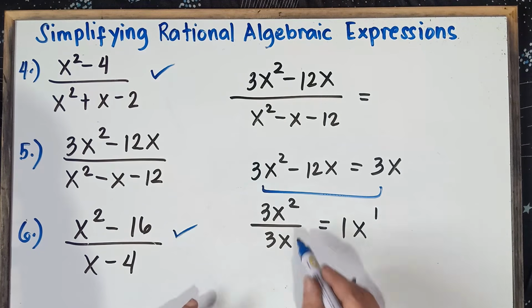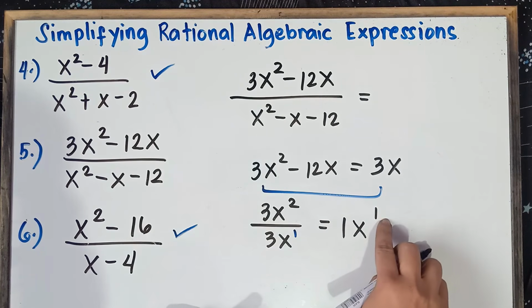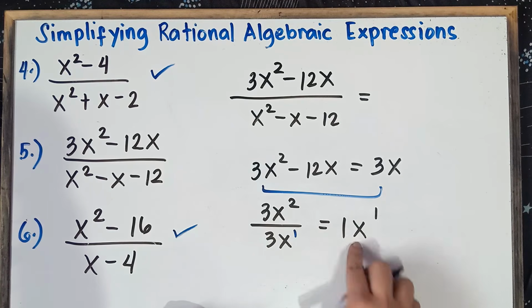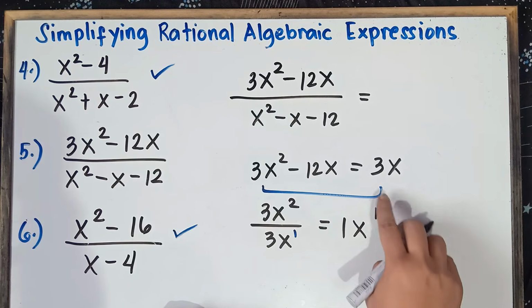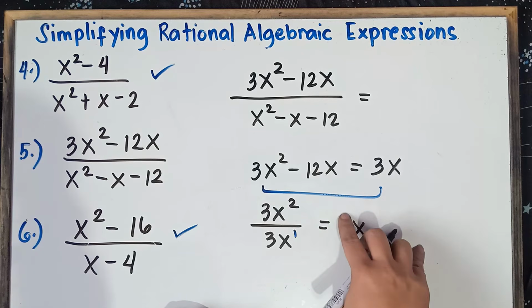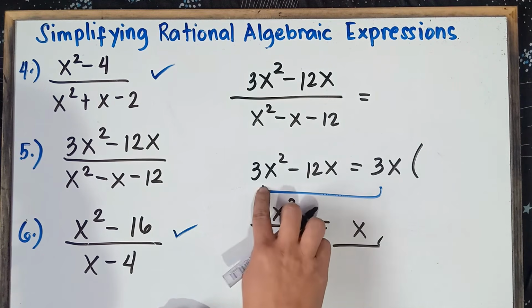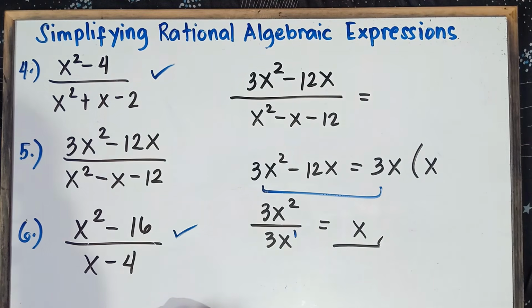Subtract the exponent, class. Once again, 2 minus 1 would be 1. So 3 divided by 3 is 1. Simply copy the base x, and subtract the exponent, 2 minus 1, that would be 1. So we can erase the 1 here and the 1 here. Therefore, 3x squared divided by 3x, the answer is x.